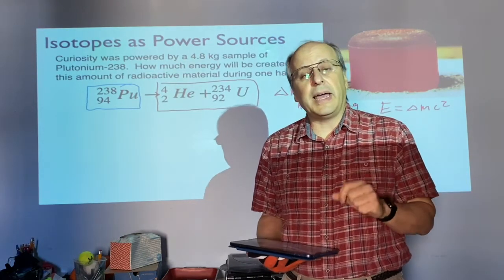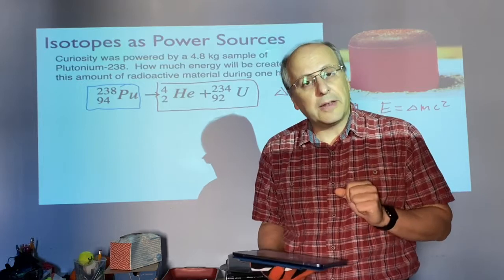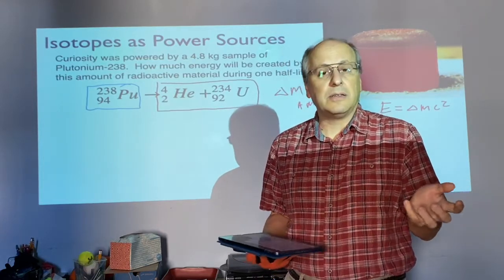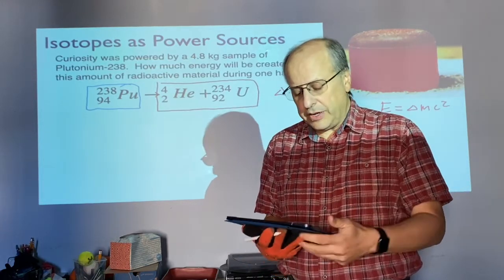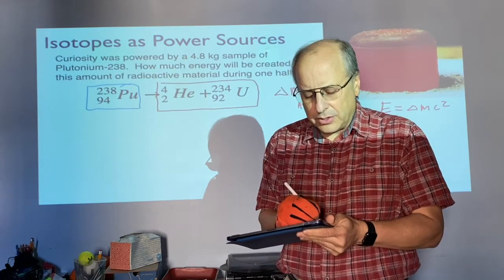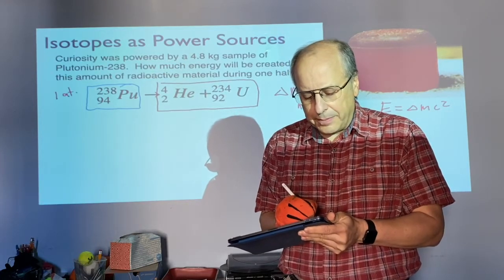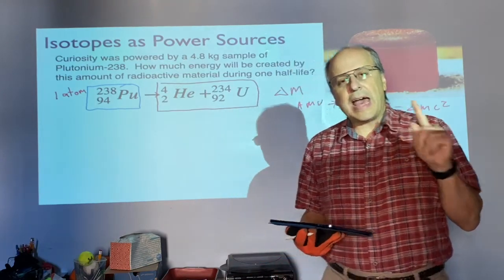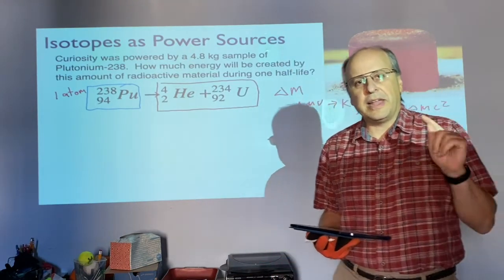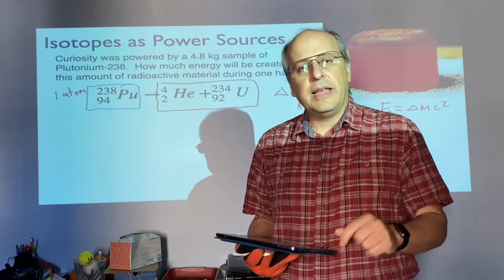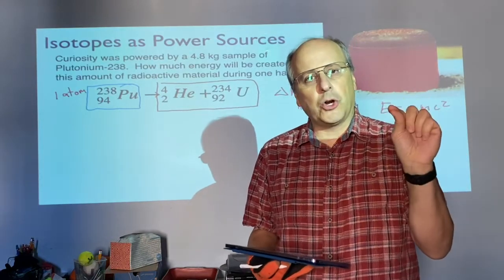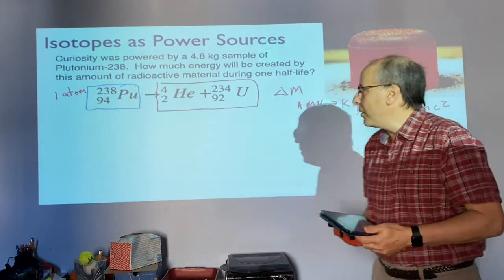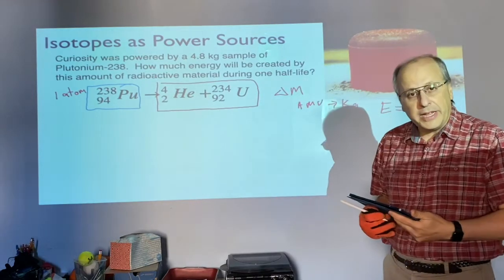Now the answer you get is going to seem like a really small amount of energy. And it is. But realize that's the energy of a single nucleus, one atom of plutonium-238. So that is not the energy that we're getting in total. It's the energy we're getting per reaction. Okay, so now's where it becomes a little tricky.